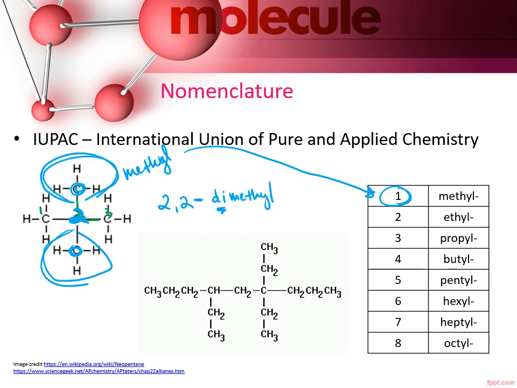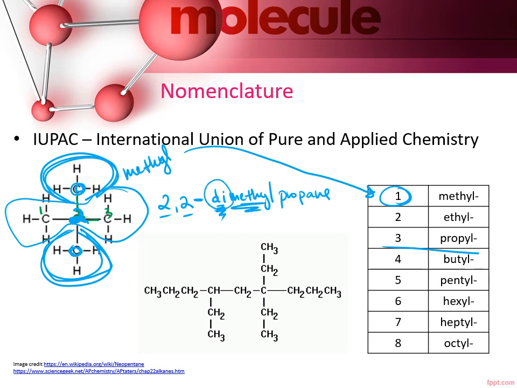Methyl group number 1, methyl group number 2, that's why it's dimethyl. 2,2 because both of those methyl groups are on carbon number 2. What about the rest of the name? Well, if we go back to that main chain, there were 1, 2, 3 carbons, no double or triple bonds. 3 carbons is propane. So this is 2,2-dimethylpropane. I have 2 methyl groups, both on carbon number 2 of a propane chain. Good? Good. All right. So let's do another one.